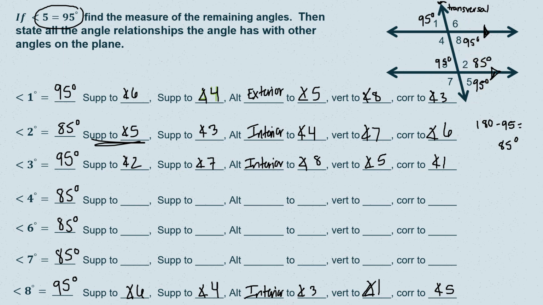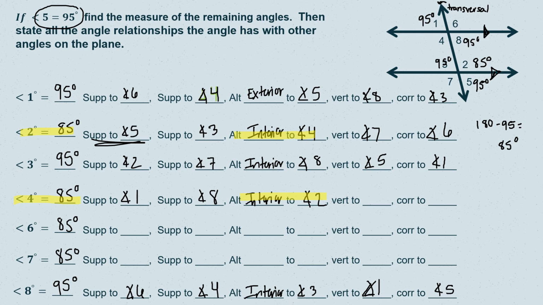relationships. So angle 4 is supplementary to 1 and 8, because it's beside 1 and 8. Angle 4 is alternate interior to angle 2. I want to point that out to you. When you do these, notice angle 2 is alternate interior to 4 and angle 4 is alternate interior to 2. Those should be pairs. They should match up there.